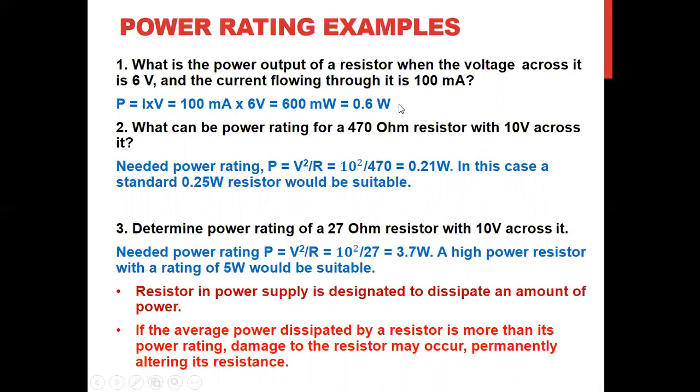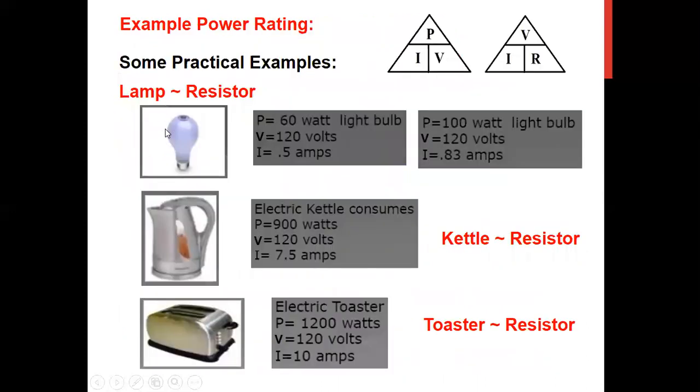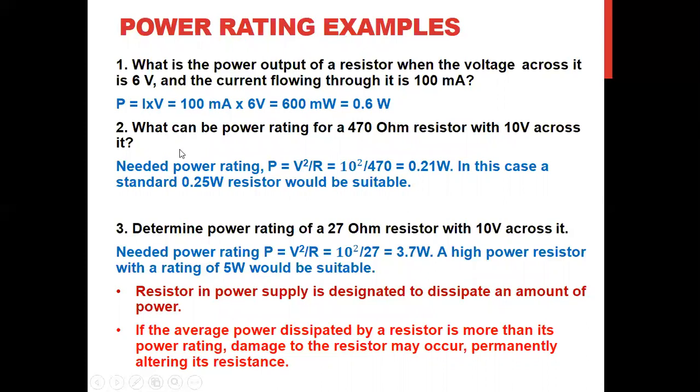The power rating written on top of appliances is a little bit more than that, so let us see another example. What can be the power rating of a 470 ohm resistor with 10 volts across it? This is the R value, and this is the V. So here R and V are given, so not this formula. We can use the other formula, P equals V square by R. V is 10, so 10 square divided by 470 is 0.21 watt. This is the power dissipated or consumed by the resistor.